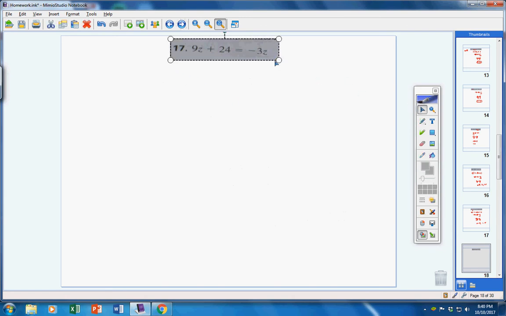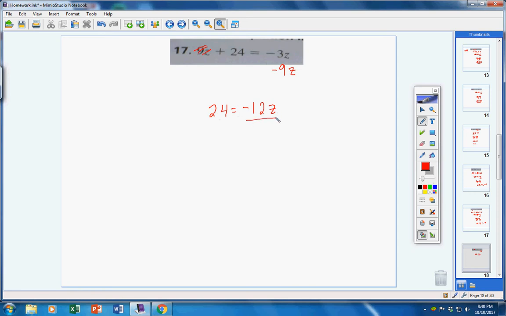Okay, number 17. First, simplify both sides. So here we go. Next, eliminate fractions. Next, variable terms on one side, constant terms on the other. So we're left with 24 equals negative 12c. Next, divide by negative 12. And c equals negative 2. Positive over negative is negative. 24 divided by 12 is 2. Alright?